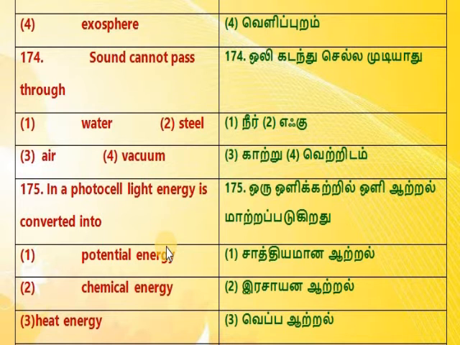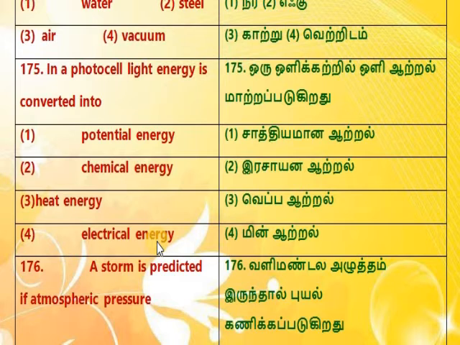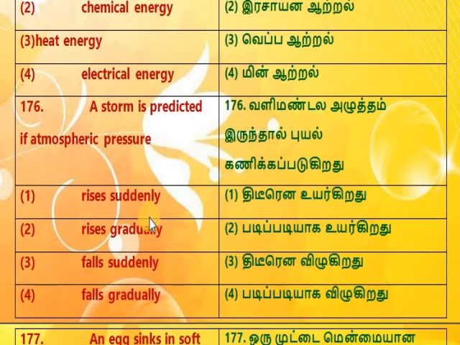4. Vacuum. 175. In a photocell, light energy is converted into 1. Potential energy. 2. Chemical energy. 3. Heat energy. 4. Electrical energy.